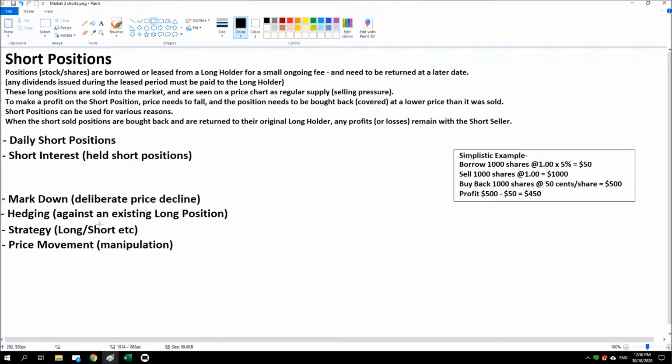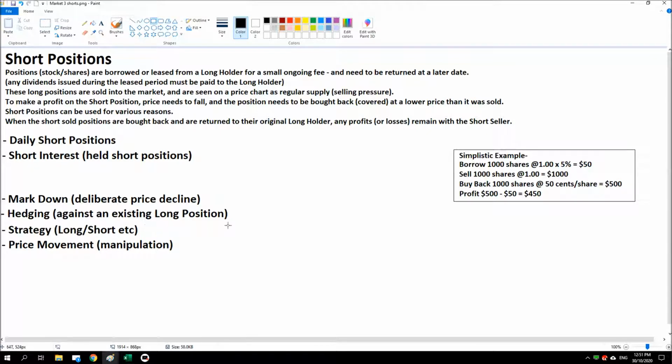Short positions can take different forms. They're used for various reasons. They're not just used in a one-dimensional fashion to make a profit necessarily on price going down or being forced down. Now, the markdown, a deliberate price decline, is how everyone sees short positions. How the majority of the retail market see short positions being used to deliberately force price down to make a profit. But a good proportion of the short positions in our local market are from hedging.